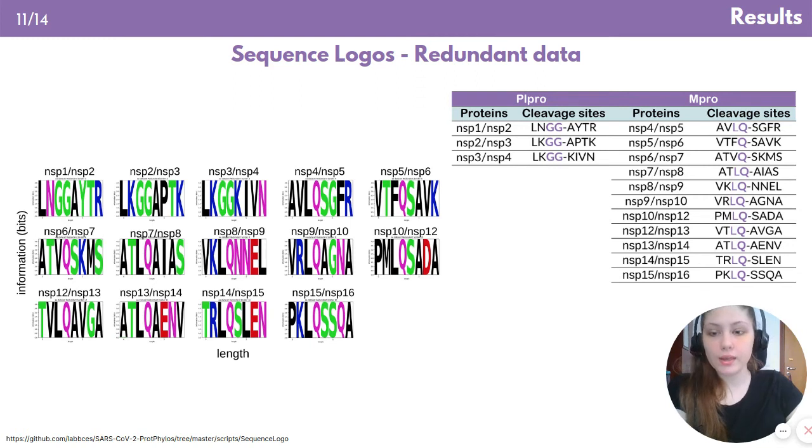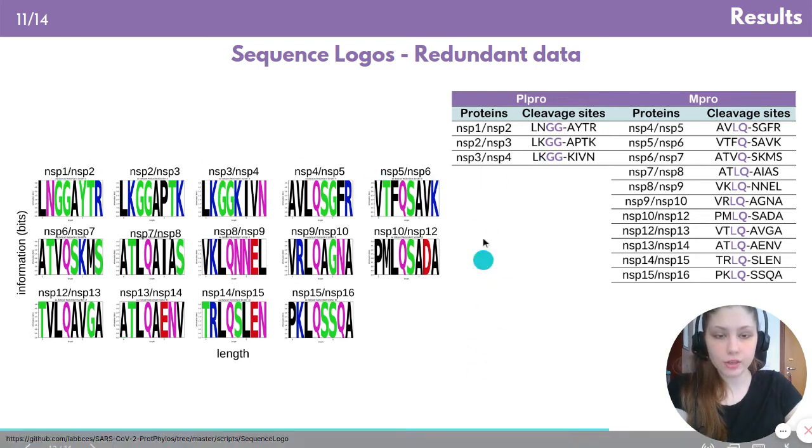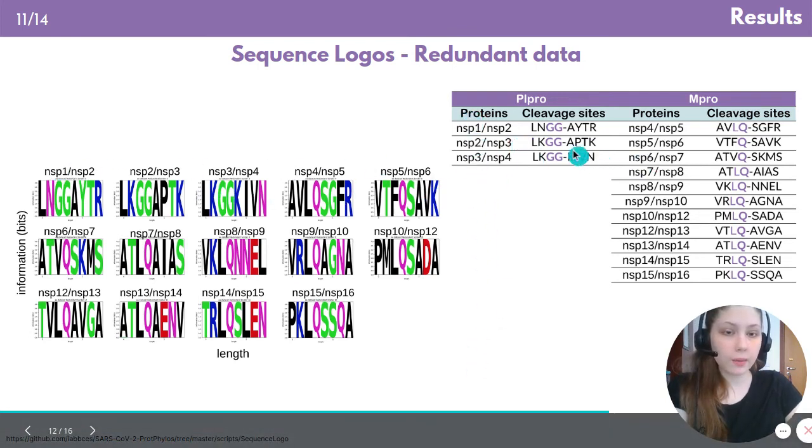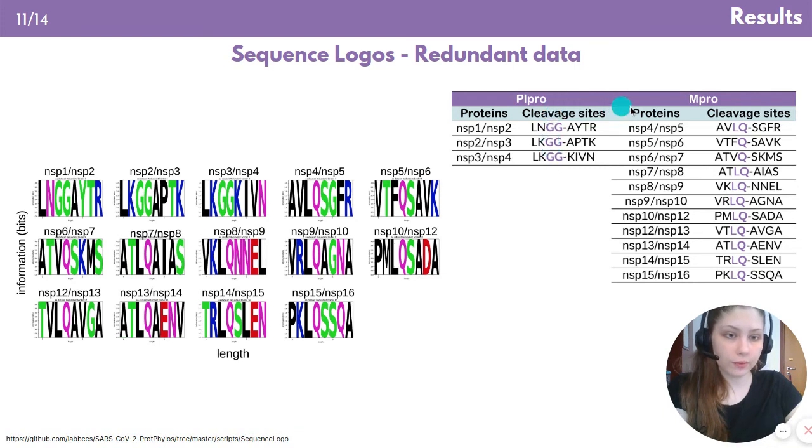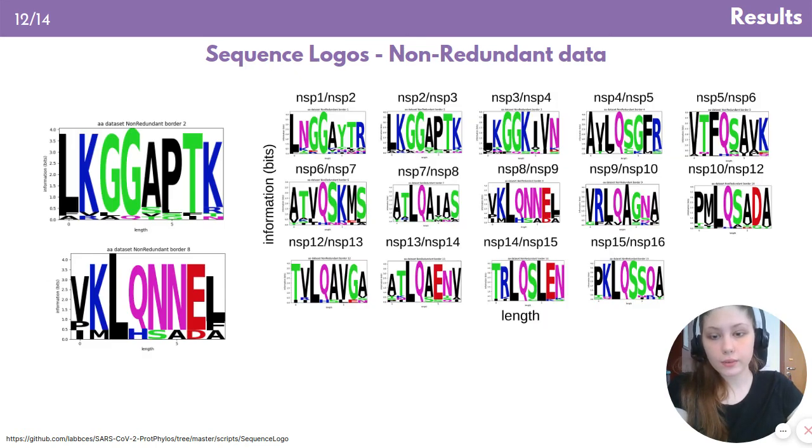The sequence logos based on redundant data show the most conserved cleavage site sequence, presented here in this image and in this table. In this table, we highlighted in purple the most conserved amino acids, but variations on the sites exist and can be visualized on the sequence logos based on non-redundant data, where we can notice that variability exists even on the most conserved amino acids.